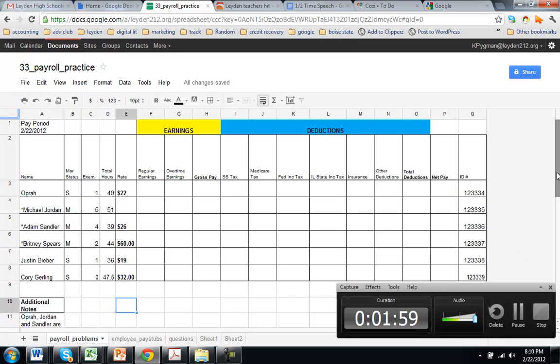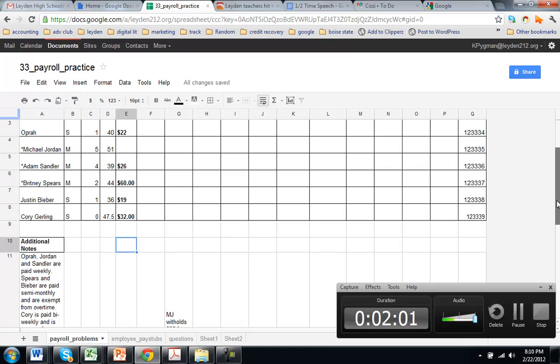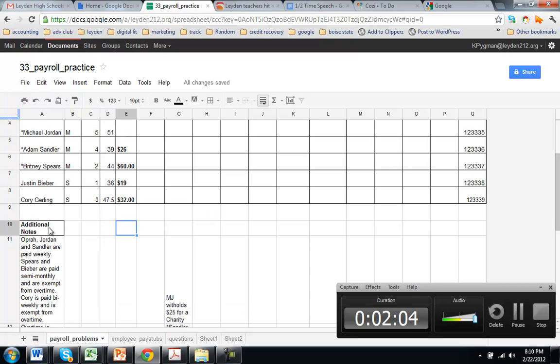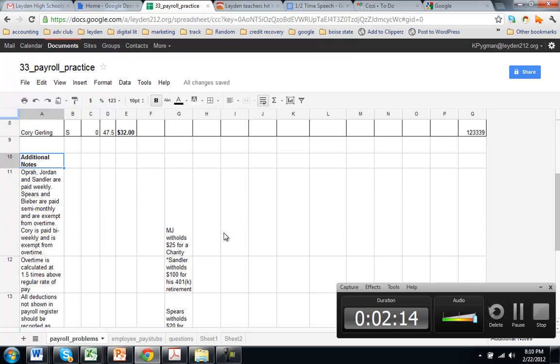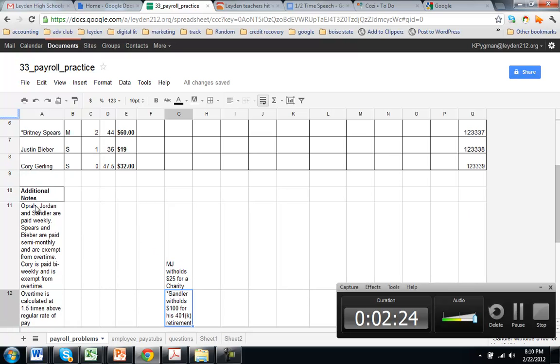Now, the other purpose of the assignment is to help you learn how to pay attention to detail. I provided some key additional notes for each of these workers. So before you start plugging in these numbers, please make sure you read these notes because some of them are pretty important. We have Jordan withholds $25 for charity. Sandler withholds $100 for his 401k retirement, etc. Looks like Oprah, Jordan, and Sandler are paid weekly. Spears and Bieber are paid semi-monthly, and Mr. Corey Gerling is paid bi-weekly. So, all right, that's enough of me rambling. Let's do Oprah.